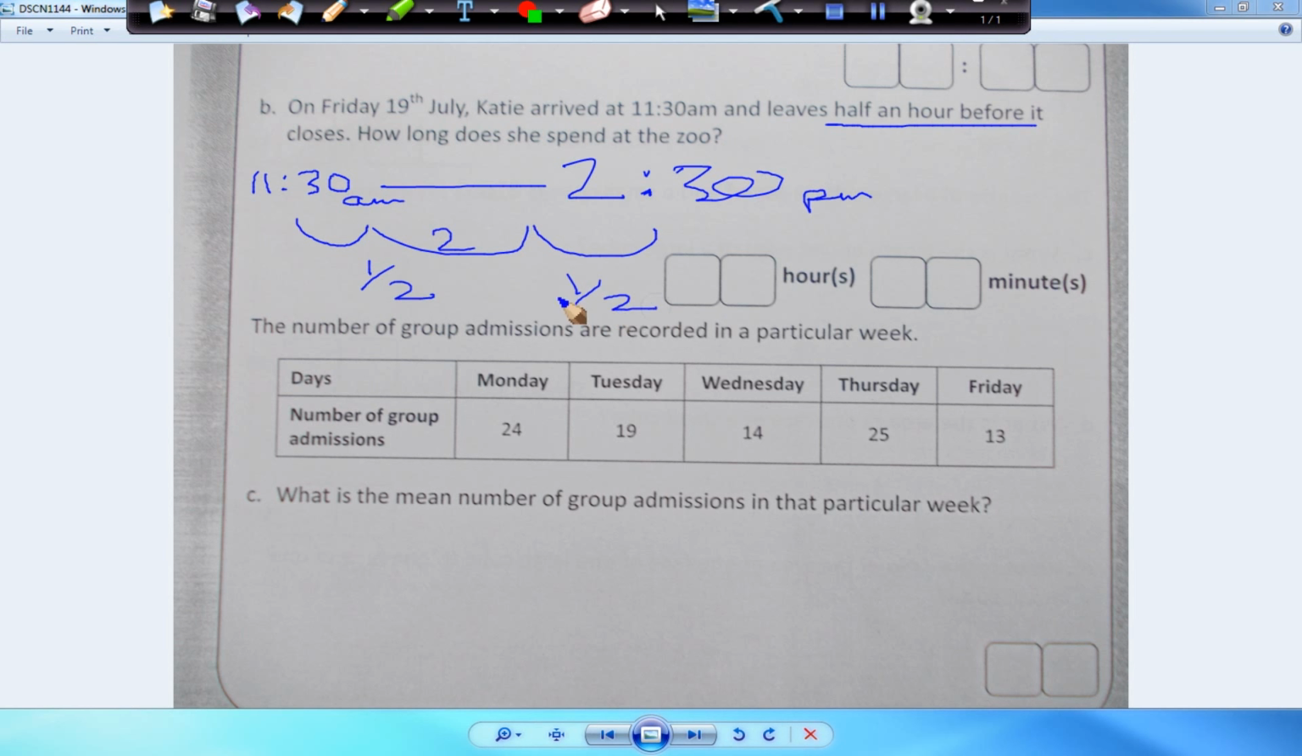So altogether what are we going to have for the answer? 3 hours. And how many minutes? 0. Okay, well spotted there. Because I was flicking back and forth to the page, you didn't see that note on the bottom, well done.